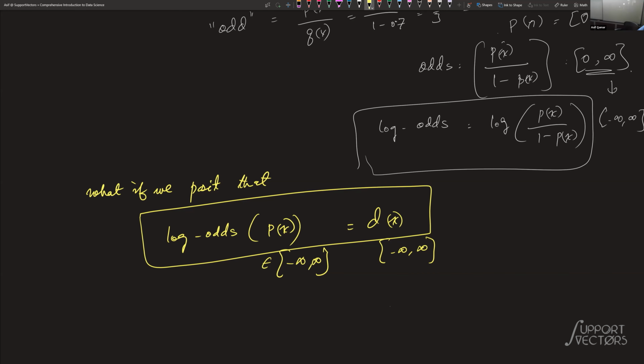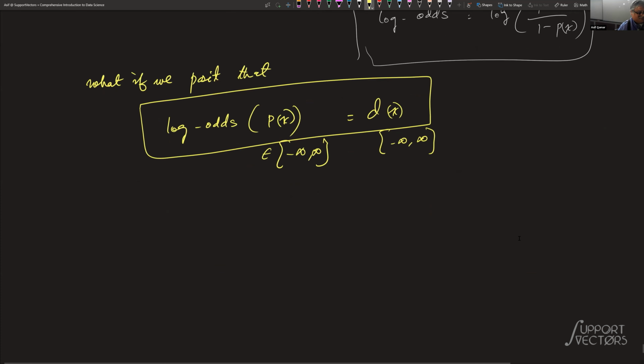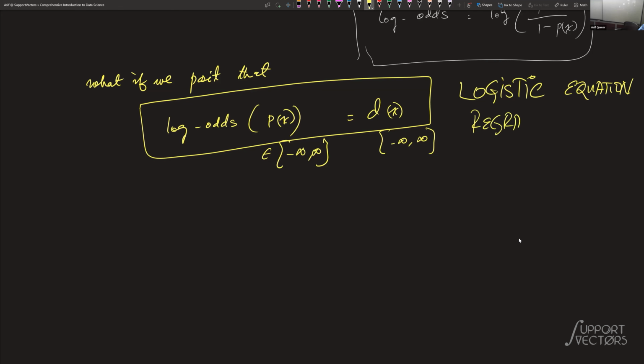And if you make this statement, you have essentially rediscovered logistic regression, right? In fact, this is the logistic equation. And if you take D to be the distance from the decision boundary, this becomes the regression equation. So let's write it down. Log, natural log, by the way, log is always natural, of P(x) over 1 minus P(x) is equal to the distance from the decision boundary, D(x).